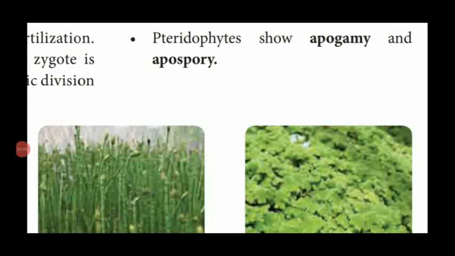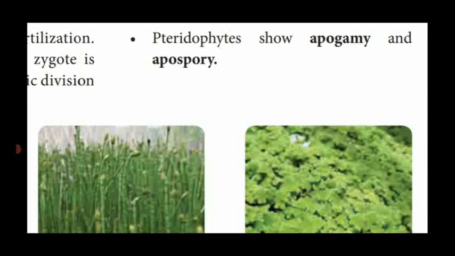Dear students, this is the last characteristic feature of pteridophytes. That is, pteridophytes show apogamy and apospory. So what is apogamy? Apogamy means the pteridophytic plants produce a haploid embryo without the fertilization process. Apo means absence of gamete formation or gamete fusion. So there is no fertilization process. They produce a haploid embryo, known as apogamy.